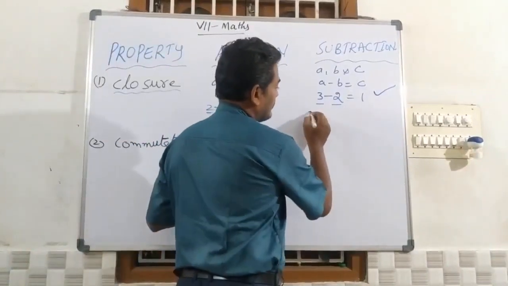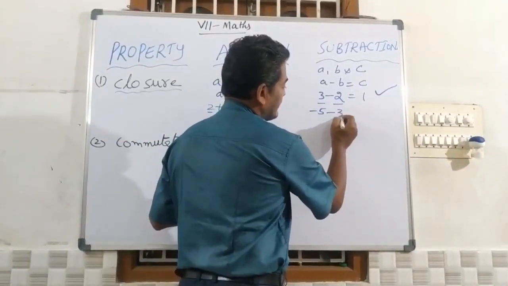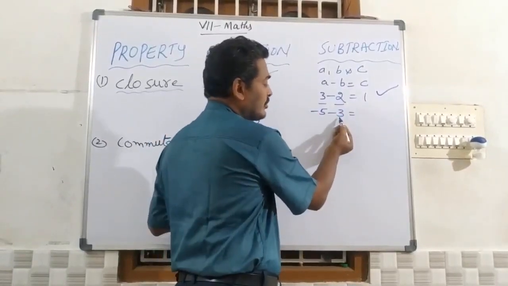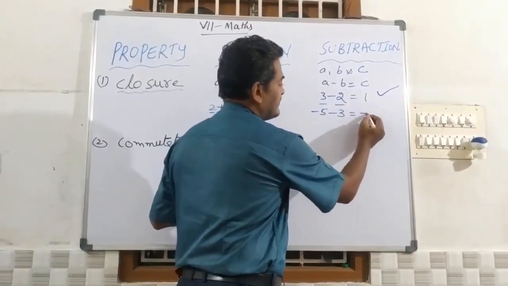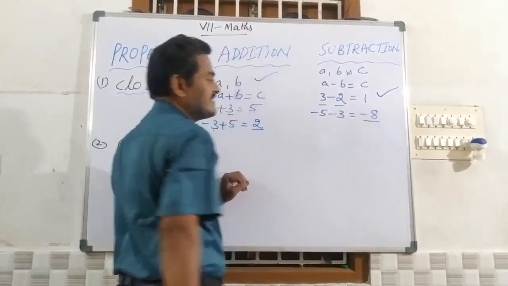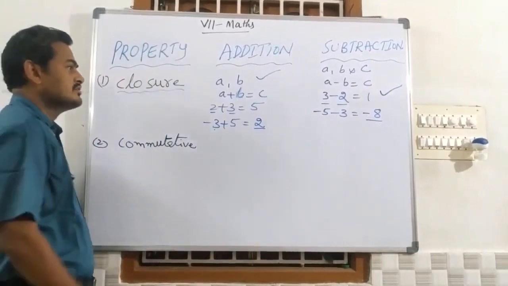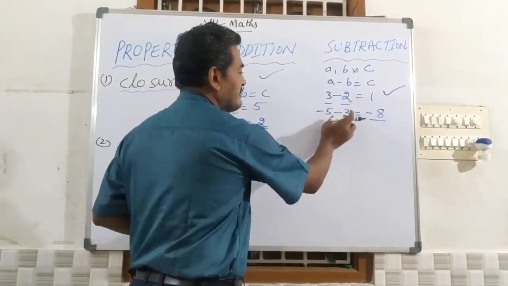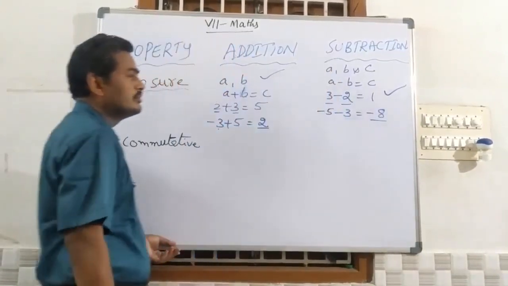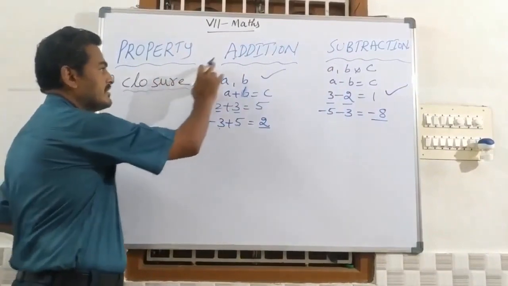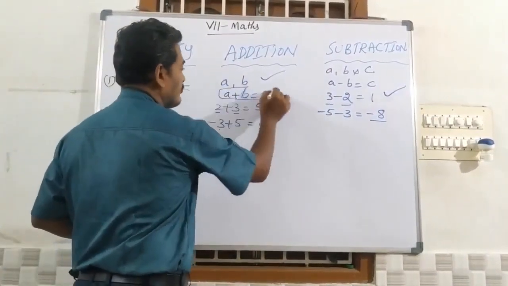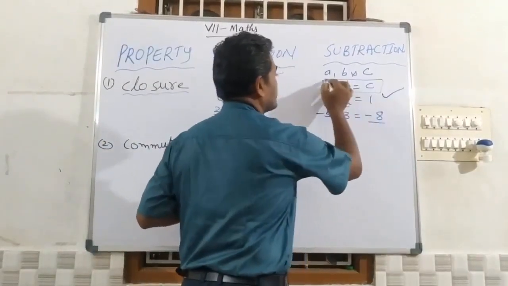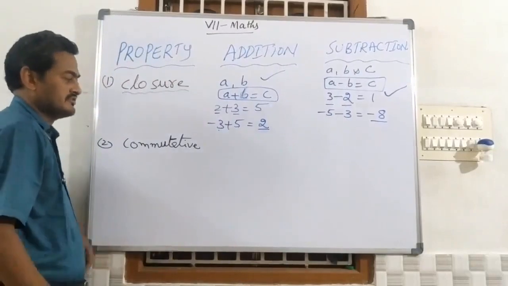One more example, minus 5 minus 3, here minus 5 is an integer and minus 3 is also an integer. These two added give minus 8. Minus 8 is also an integer. So this is A minus B equals C. A, B and C all belong to integers. This is the rule for closure property under addition, and this is the rule for closure property under subtraction.